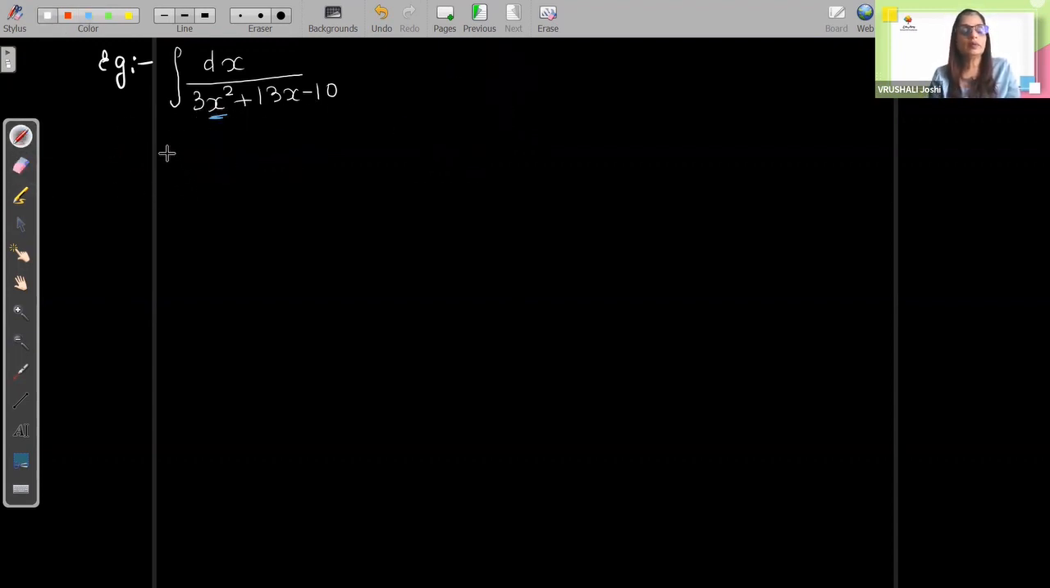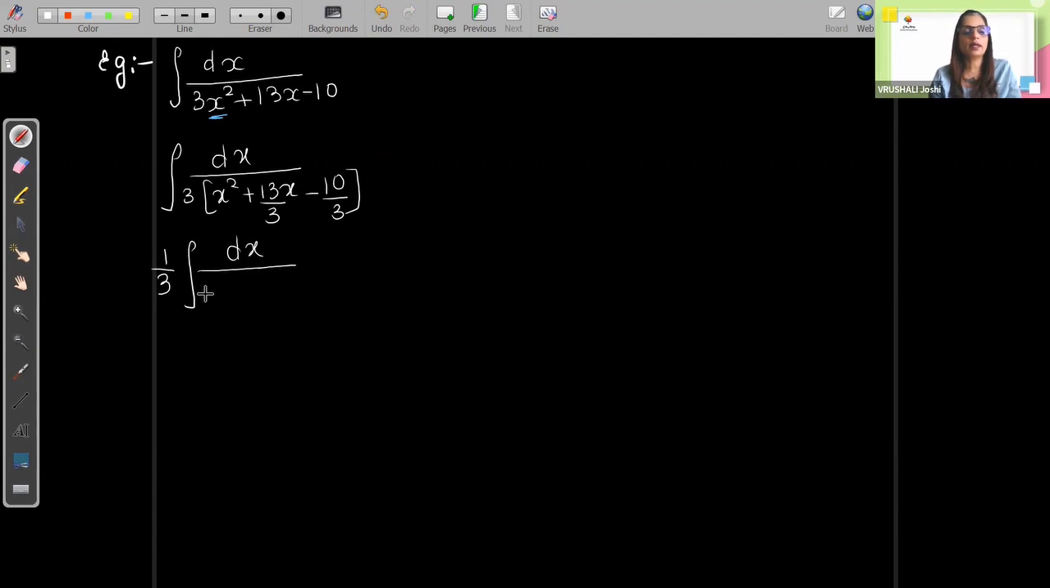So what we are going to do, we will take here integration of dx. We will take 3 common. If you take 3 common outside, this will be x square plus 13x by 3 minus 10 by 3. Correct? ये जो 3 है, we can bring it out of integration. 1 by 3 constant रहेगा. And now inside you will have x square plus 13x by 3 minus 10 by 3.